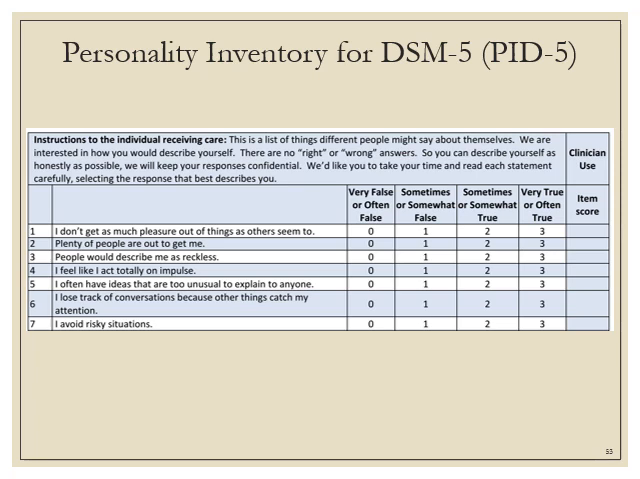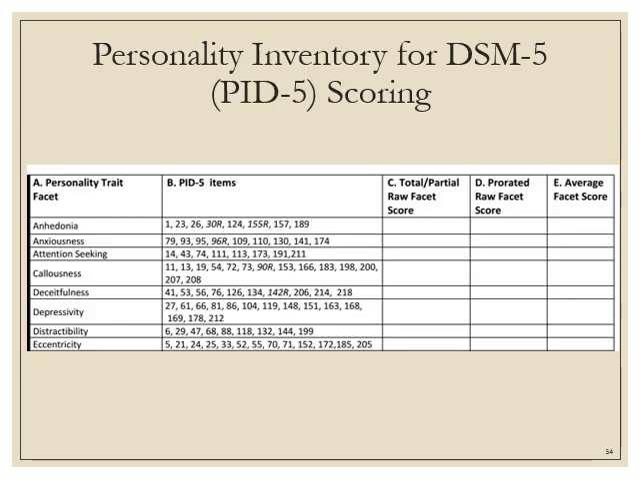Plenty of people are out to get me, which is indexing paranoia. People would describe me as reckless, indexing impulsivity. I feel like I totally act on impulse, which is another impulsivity measure. And somebody rates if it's very false or often false, all the way up to very true or often true. Clinician rates it. And then the PID items are included on, are kind of like summed up.